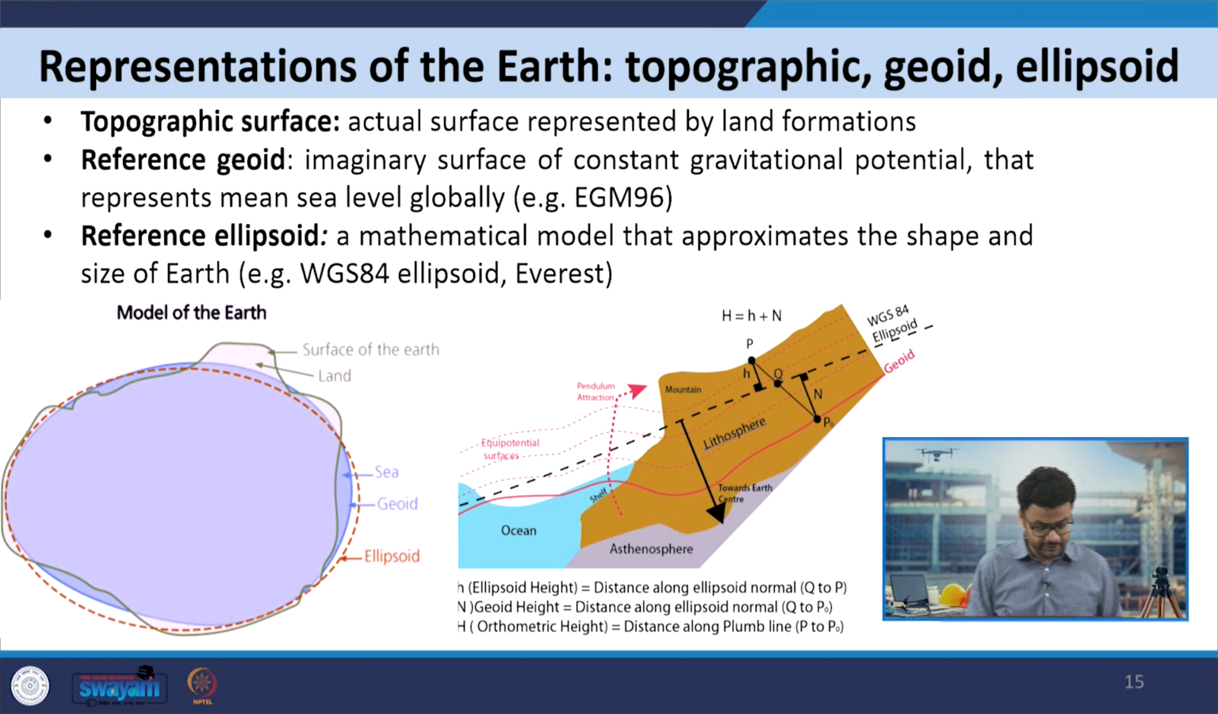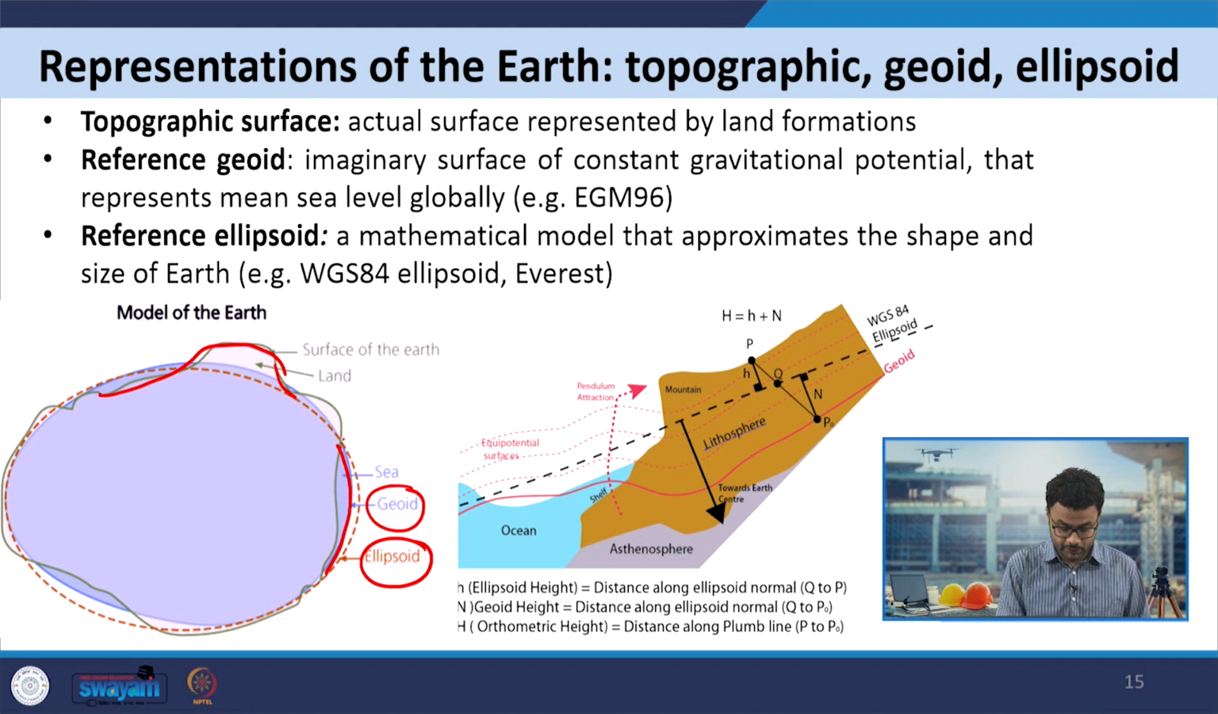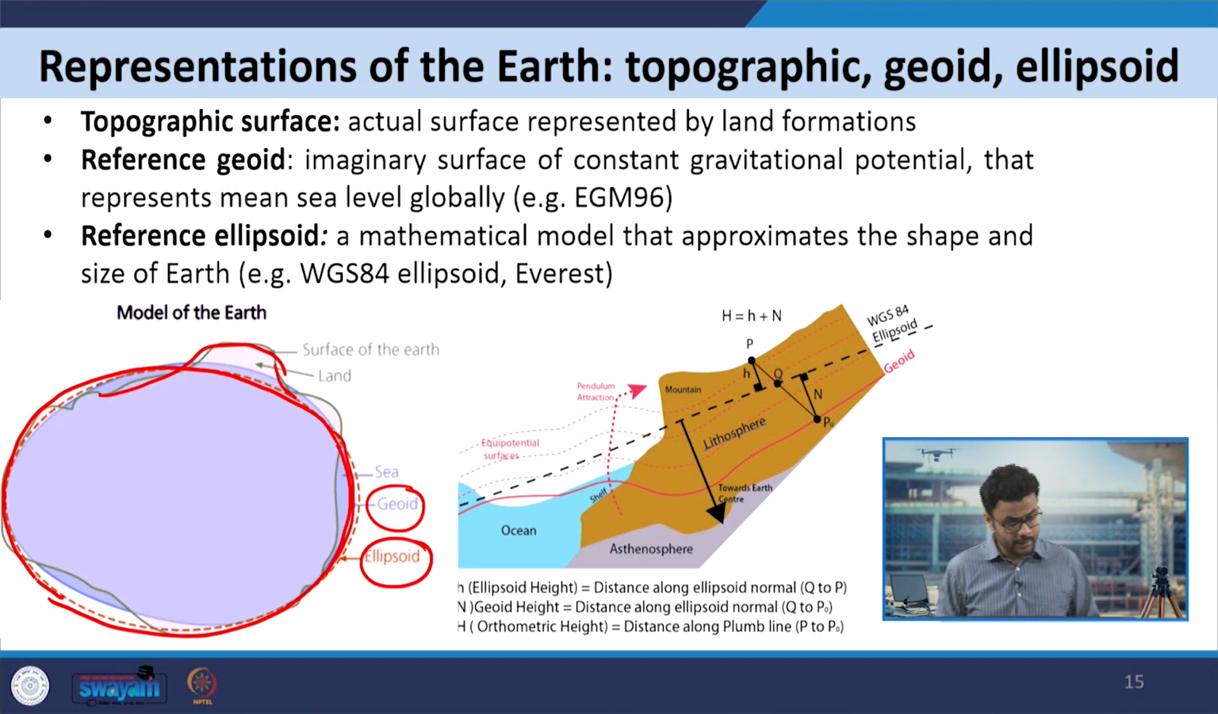Then in this image, we can see first of all the topographic surface. We can see undulations on the Earth. Then we can also see the mean sea level, and the mean sea level represents the geoid. As you can see, the geoid cannot be approximated by a mathematical shape. We have a mathematical approximation of the geoid known as the ellipsoid. So the ellipsoid is an ellipse rotated about its semi-minor axis. This is the ellipsoid.